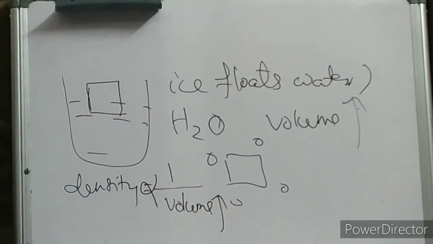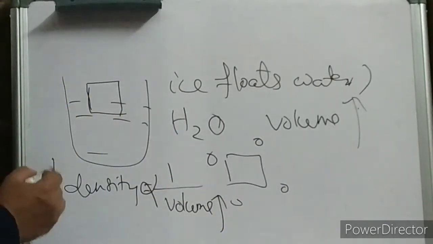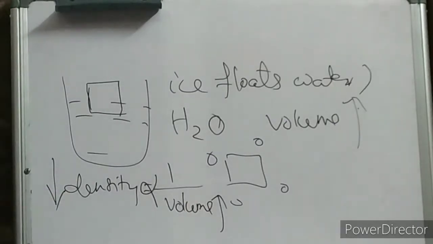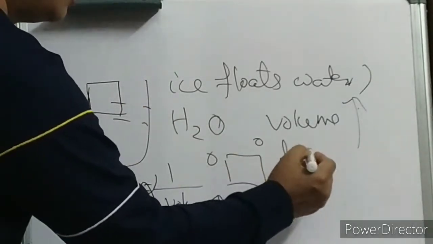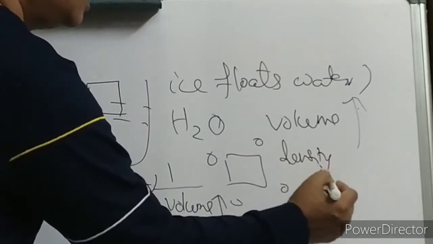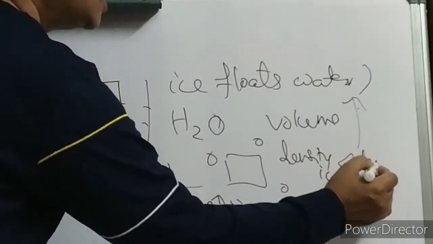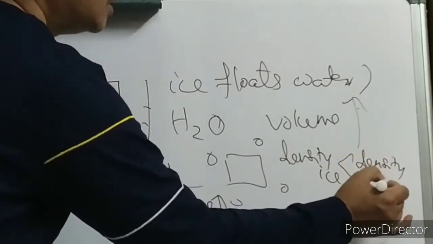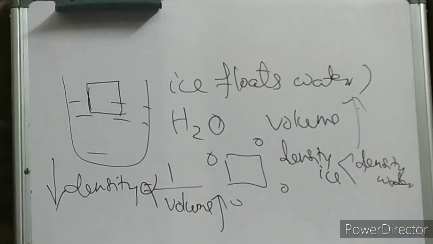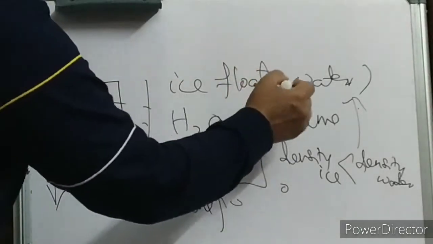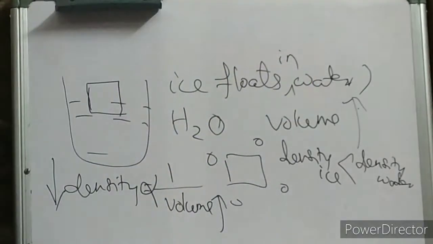In case of ice, what will happen? Density decreases, children. So the density of ice is less than the density of water. That's why your ice floats in water. Why does ice float in water? Important question. Hope I am clear with this.